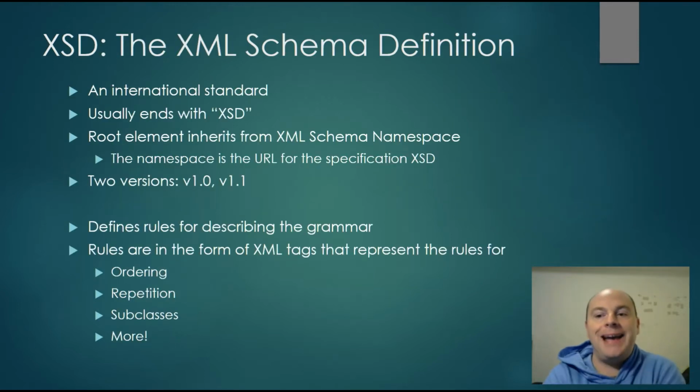So let's talk about XSD, the XML Schema Definition. This is an international standard. You can download it off the internet. The file names usually end with XSD, and the prefix that's often used is xs. The XSD is not your XML file. I mean, you define the XSD, but you don't have to wrap this into your XML every time you want to use a schema. It's a separate file that you will then attach later on.